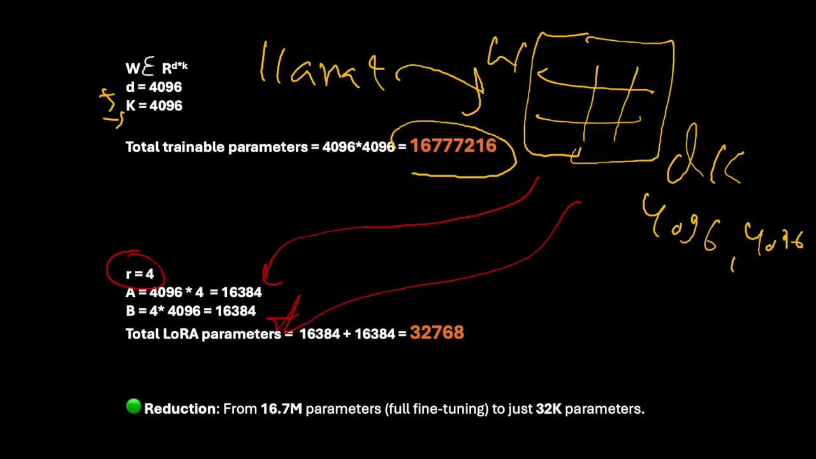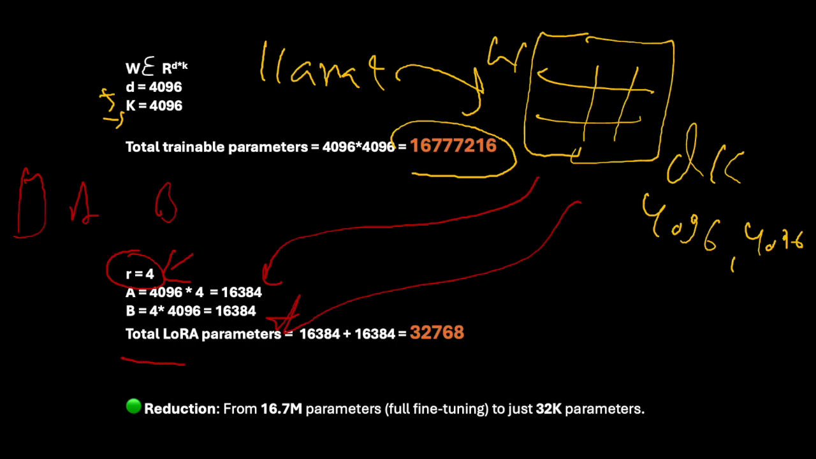Now we decompose this matrix into two matrices, matrix A with the dimension of 4096 cross 4, and matrix B with the dimension of 4 cross 4096, where r is the rank of the matrix. So if we increase the rank, the total number of trainable parameters increases significantly.